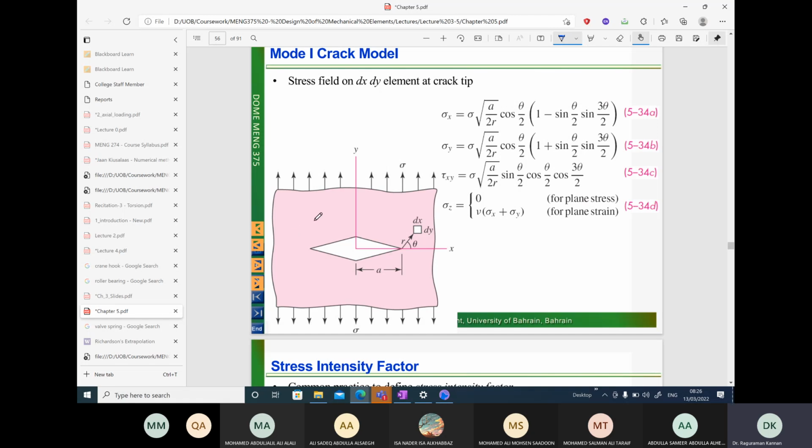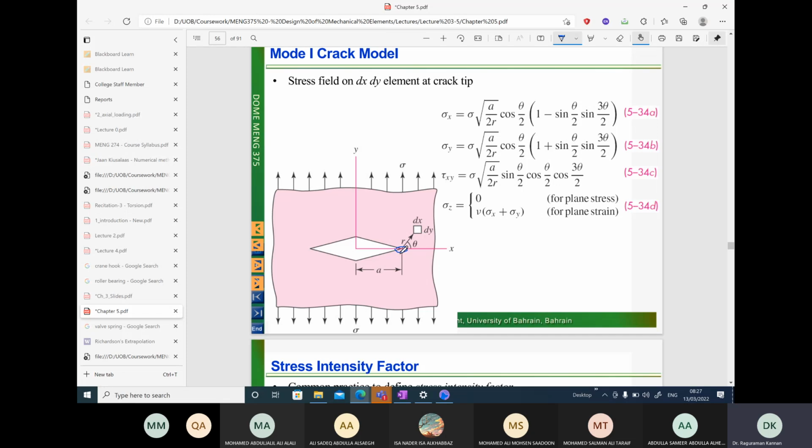Again, for mode 1 crack opening, you have a list of formulas which are derived based upon linear elasticity. We have the sigma xx component, sigma yy component, and tau xy component. What are these? These are the stresses around the crack tip here. Around the crack tip, the stresses developed are given by these formulas. Now theta is this angle, r is the radial distance from the crack tip. Why do we need these stresses? These stresses tell us when the crack is likely to propagate.